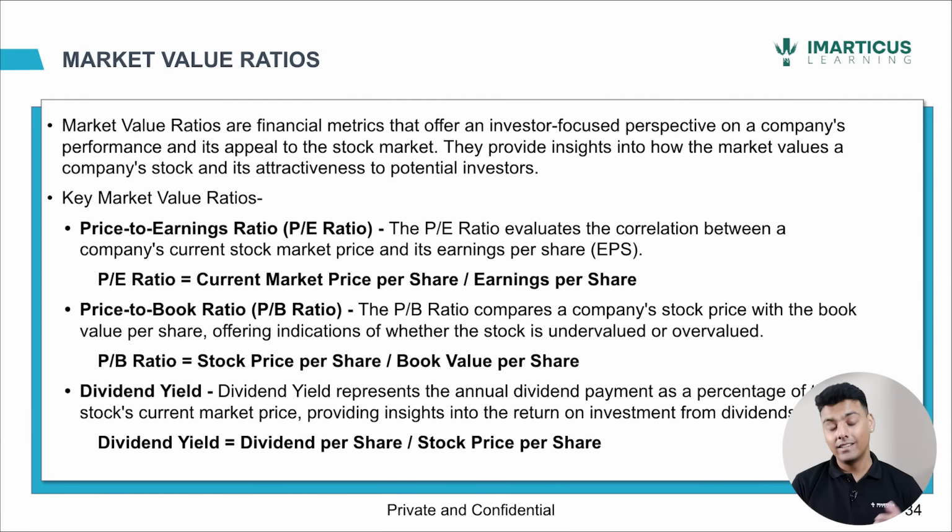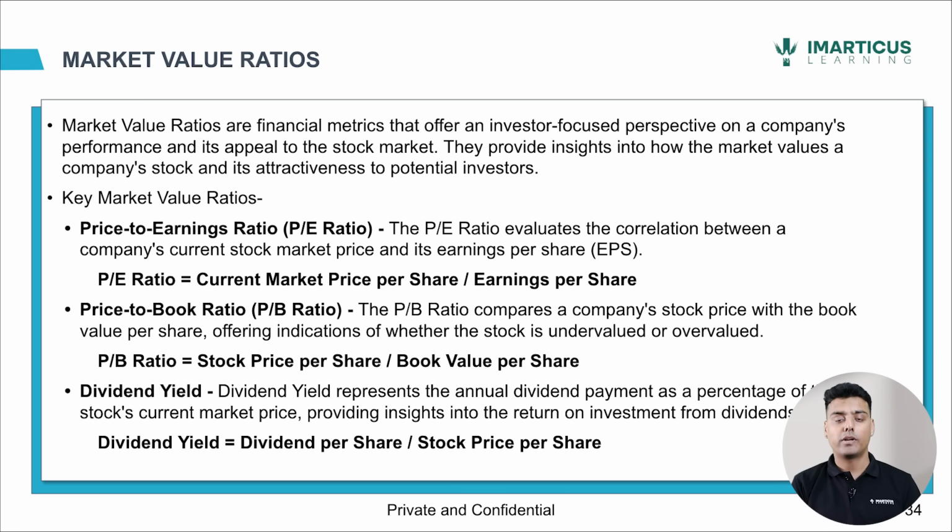Market value ratios, unlike the other ratios, offer an investor's perspective into the stock of the company. The key valuation ratios when it comes to market valuation are price to earnings ratio, price to book ratio and dividend yield ratio. What is the price to earnings ratio? The price to earnings ratio is calculated using the formula market price per share divided by earnings per share. It tells you what is the relationship of the earnings of the company with the market price of the stock.